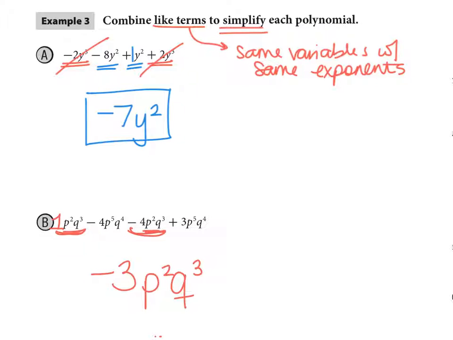And then I'm going to consider my next set. I have p to the fifth, q to the fourth. So I need another p to the fifth, q to the fourth, which I have, p to the fifth, q to the fourth. So I can combine these two. -4 plus 3 is -1. P to the fifth, q to the fourth.